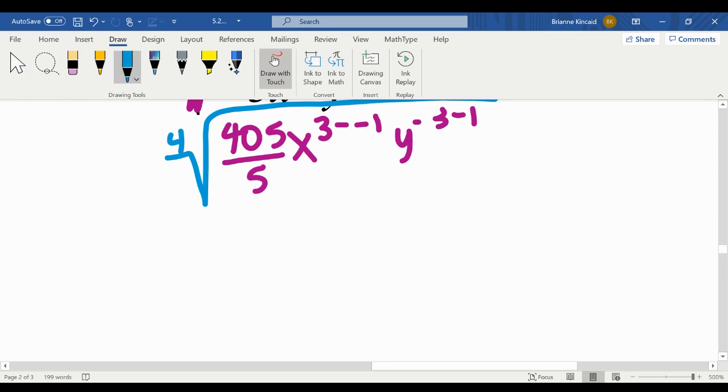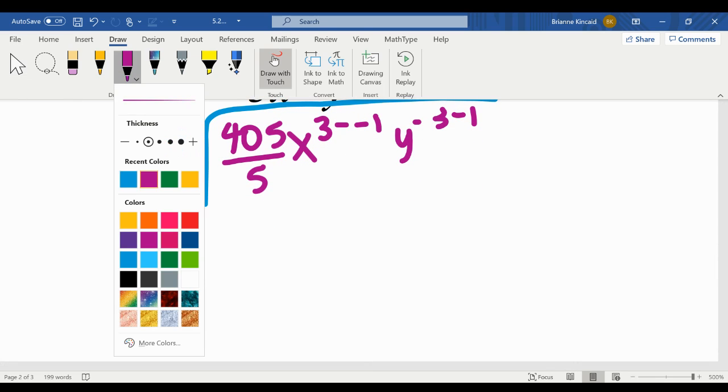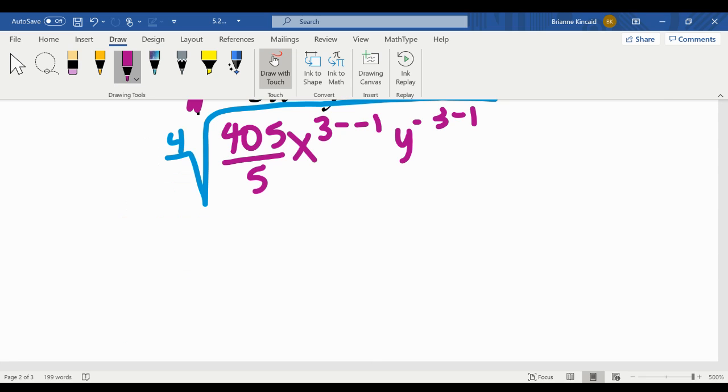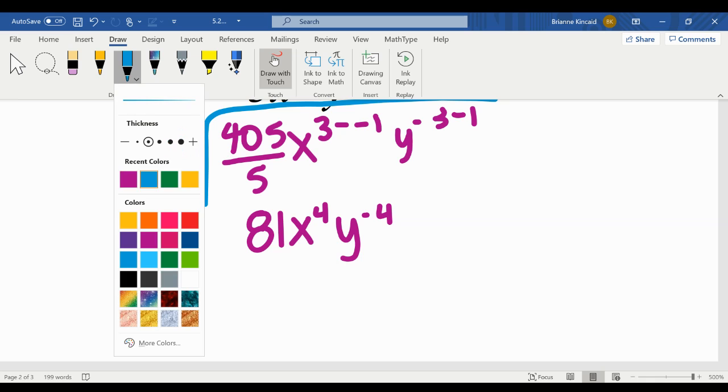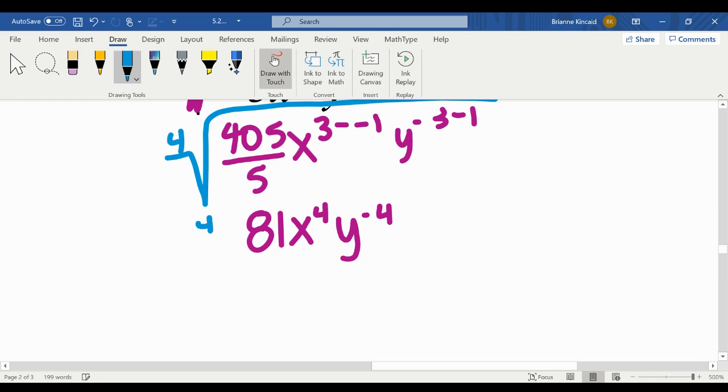Breaking this down, 405 divided by 5 is going to give us 81. X to the 3 minus negative 1 is going to give us x to the 4th, and then y to the negative 3 minus 1 is y to the negative 4th. Once again, what's still around this is your 4th root symbol.